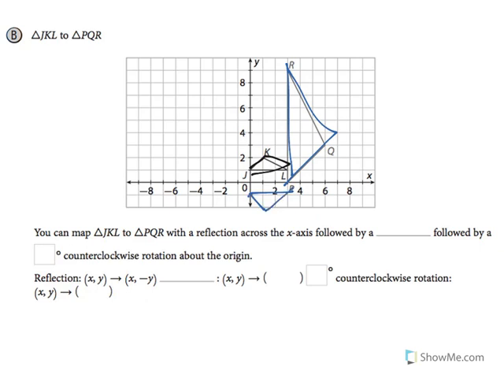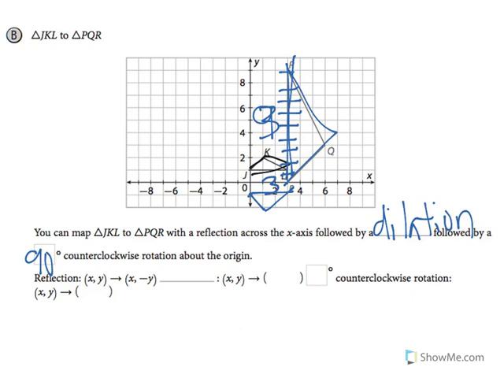Okay, and then if we look at our distance, from J to K is 3, and from P to R is 1, 2, 3, 4, 5, 6, 7, 8, 9. So this is 9, right? Then we see it's followed by a dilation, and followed by a rotation of 90 degrees.